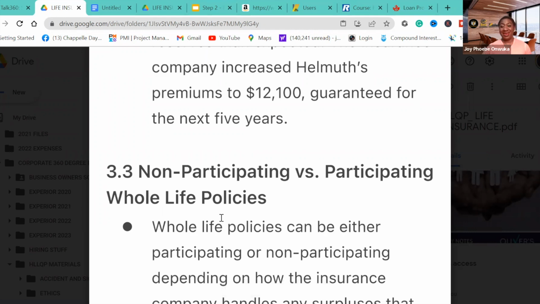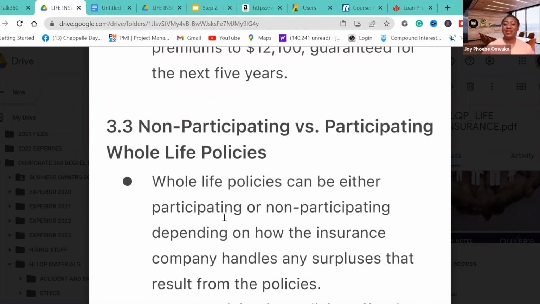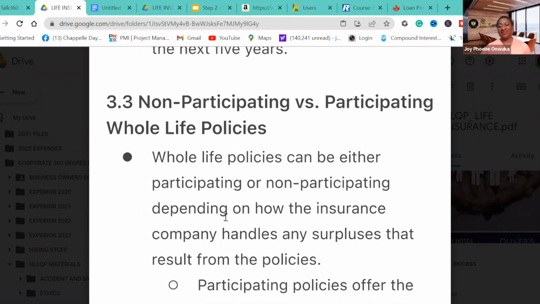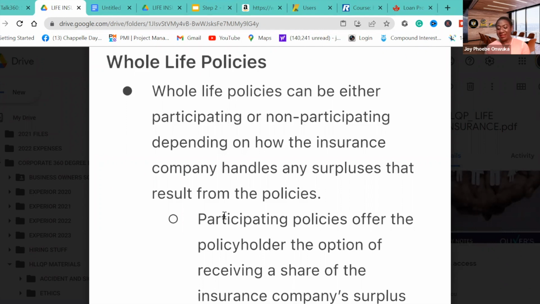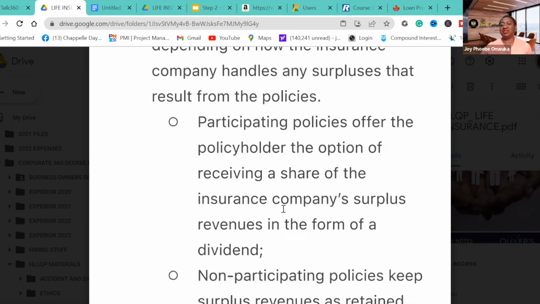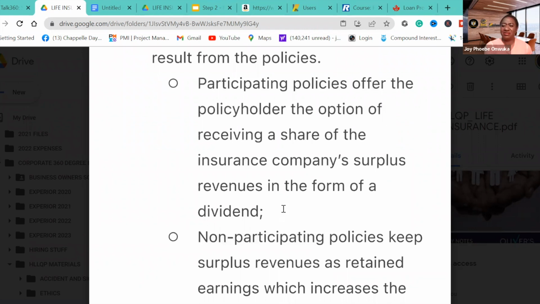With that being said, we move to non-participating versus participating whole life. Okay, let's talk about participating and non-participating. I'm just trying to make this interesting for you guys, okay? And we can call it par and non-par. Whole life policies can be either participating or non-participating, depending on how the insurance company handles any surplus that results from the policies. Participating policies offer the policyholder the option of receiving a share of the insurance company's surplus revenue in the form of dividend.